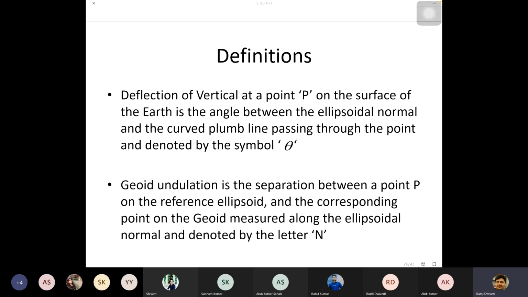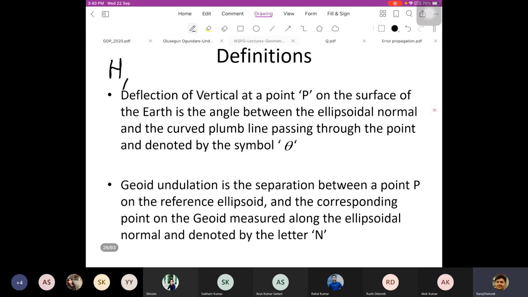Second is geoidal undulation, the separation between a point P on the reference ellipsoid and the corresponding point on the geoid, measured along the ellipsoidal normal, and denoted by letter N. So there are four definitions we discussed: capital H, small h, theta, and N. We need to understand these four. I hope it would not be any problem because you are all following it.